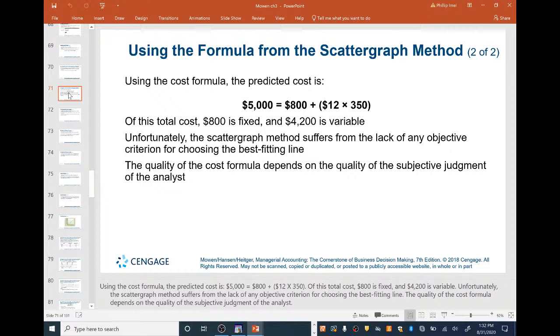It's based upon assumptions of management and their experience. So the quality of the cost formula depends on the quality of the subjective judgment of the analyst. Once again, it's based upon the knowledge, the experience, the education. All of these things factor in to the quality of the subjective judgment of the analyst or the manager.